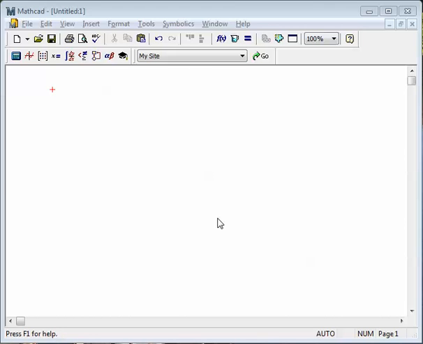Okay, let's talk about using temperature calculations and temperature units in Mathcad. If you just stick to using Kelvin all the time, just capital K, you don't really have any problems. The problems come in when you deal with degrees Celsius. Here's the reason for it.